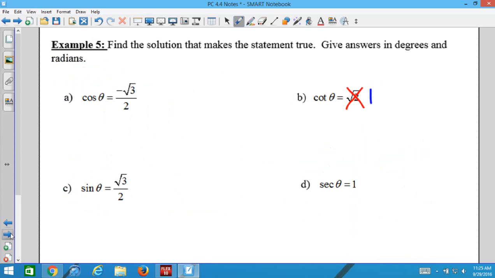All right. Find a solution that makes the statement true. Some of these are going to have more than one. And then we're going to give our answers in degrees and radians. So we're going to look at A, and it says cosine of theta equals negative square root of 3 over 2. We're trying to find a solution. That means we're finding something that's not given. There's only one thing up here that is not given. What is it?